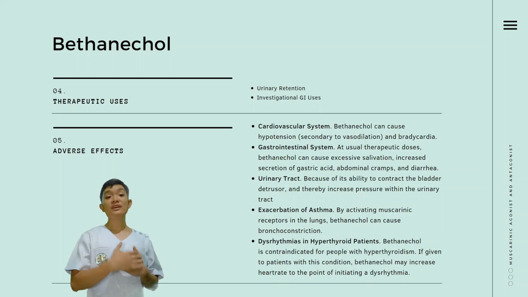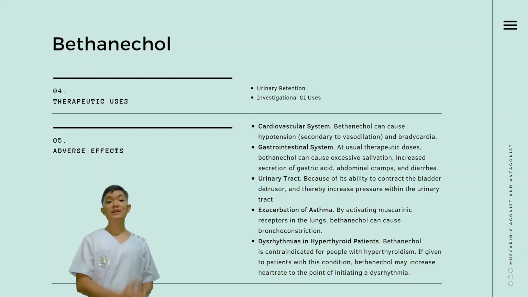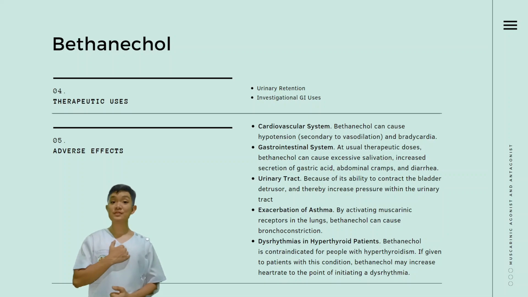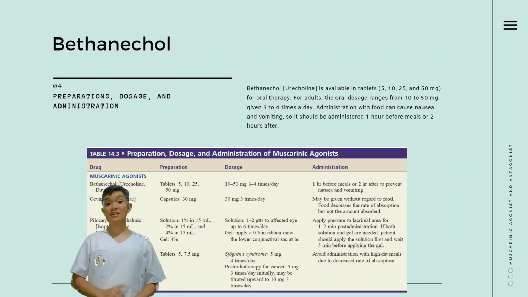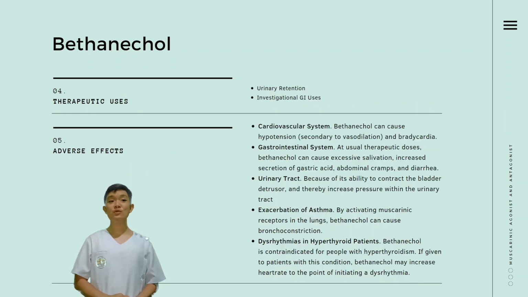However, bethanechol can also cause adverse effects on various systems, including the cardiovascular, gastrointestinal, urinary tract, and respiratory systems. It may cause hypotension, bradycardia, excessive salivation, increased secretion of gastric acid, abdominal cramps, and diarrhea. Bethanechol may also exacerbate asthma by causing bronchoconstriction and lead to dysrhythmias in patients with hyperthyroidism. As a result, it is contraindicated for such patients.